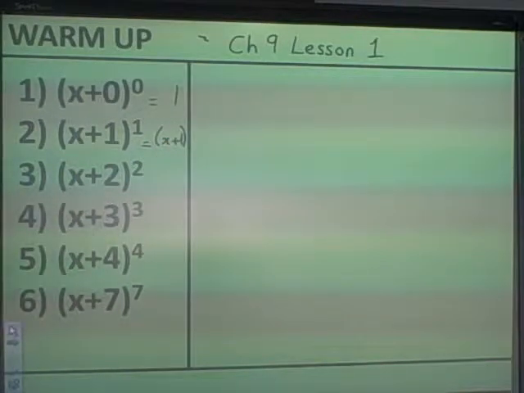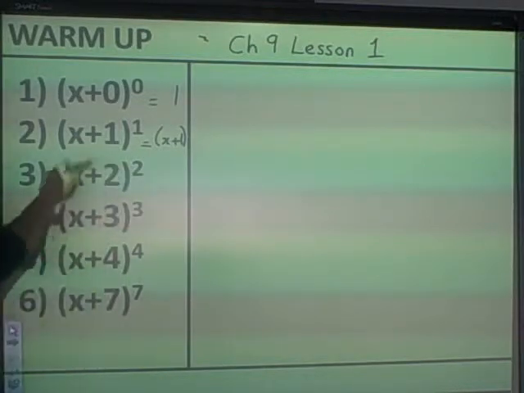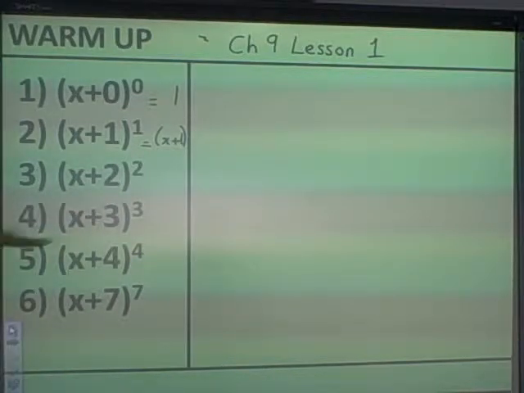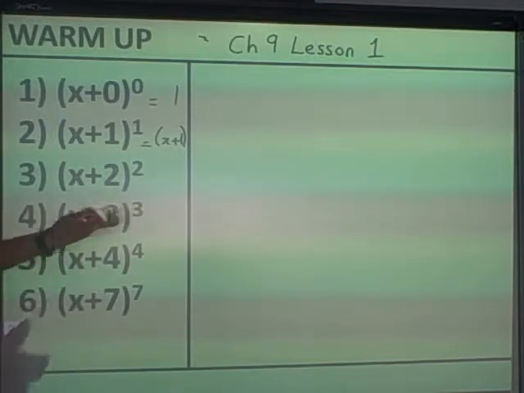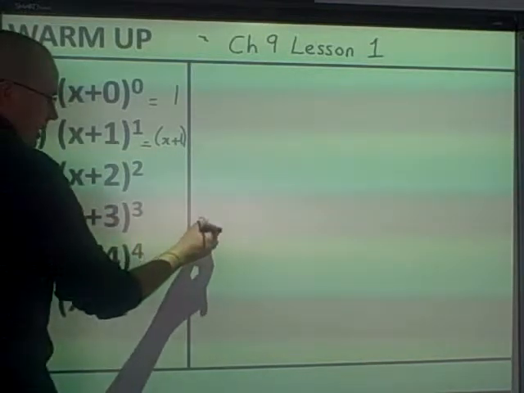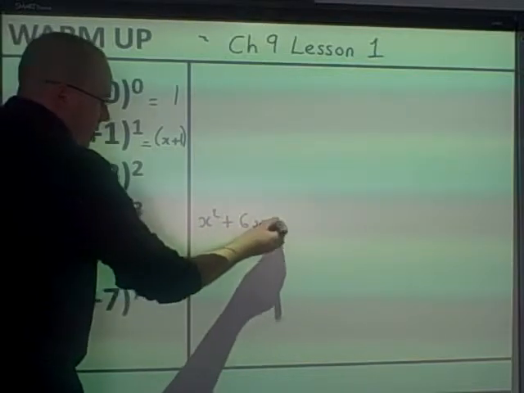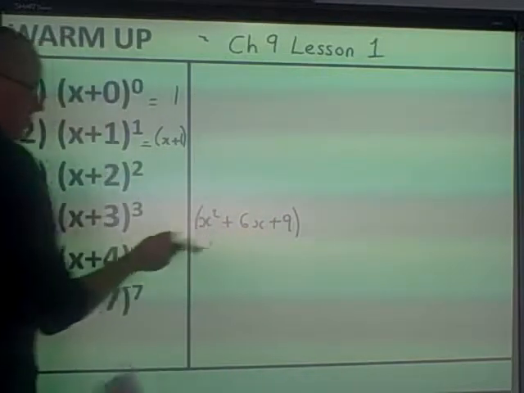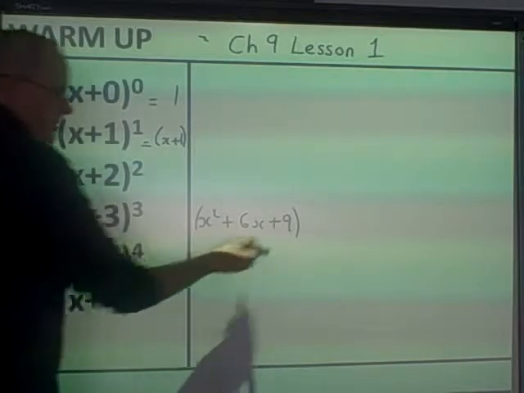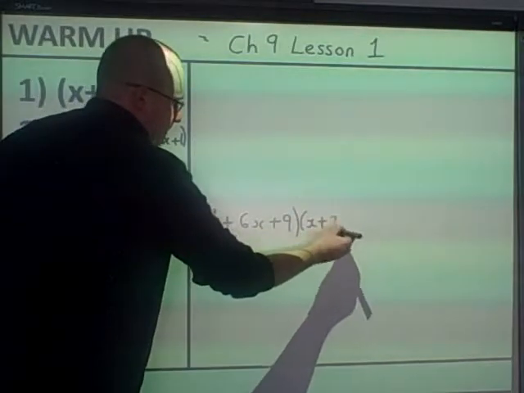Now if I give you squared, that means x plus 2 times x plus 2, so there's your FOIL question, so x squared plus 4x plus 4. And then as we get further down into the powers, we'd have to work out x plus 3 times x plus 3, which is x squared plus 6x plus 9. But that's only multiplied together twice, so you've got to times by another x plus 3.